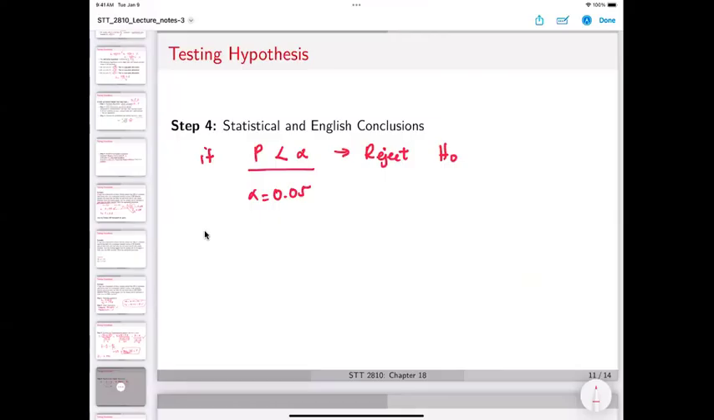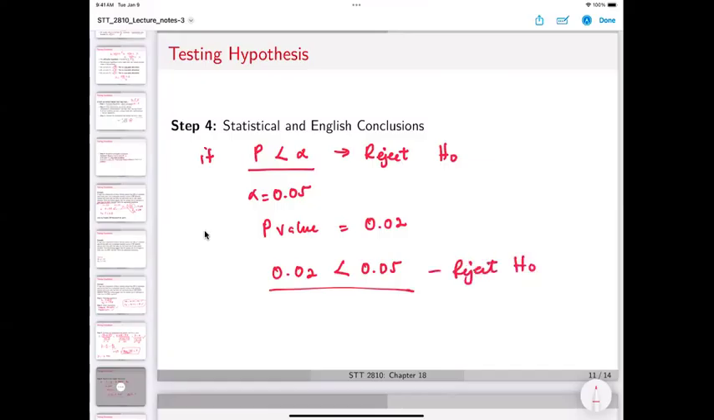So for example, if you get a p-value of, let's say, 0.02, all you have to do is check: 0.02 less than 0.05. Is this condition true? Yes. Is that okay? 0.02 is less than 0.05. If this is true, we what? We reject H naught.